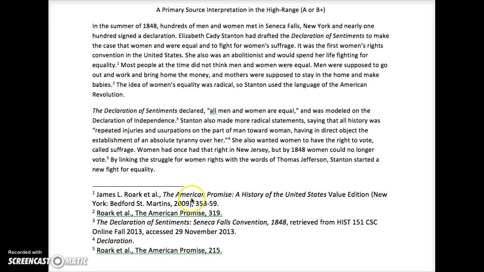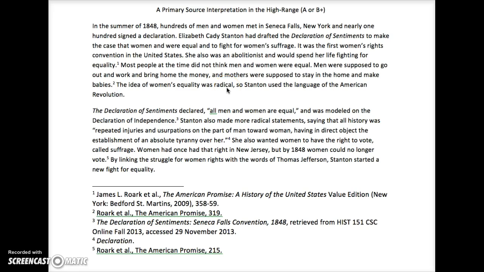The citations here are pretty good. This should be in italics, but it's otherwise pretty nice. This is not exactly a second repeat citation. It probably should say Declaration of Sentiments. But overall, this is fairly well done, and it would be in that high A range.